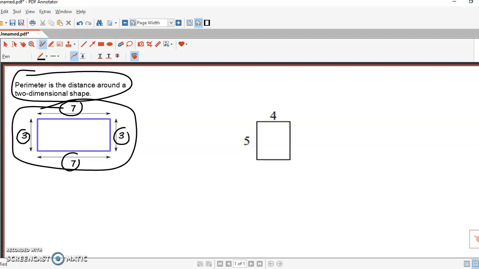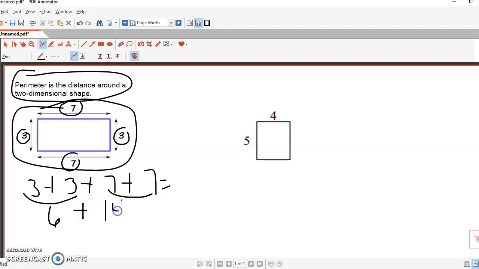So to find the perimeter, we have to add 3 plus 3 plus 7 plus 7. We know 3 plus 3 is 6, plus 7 plus 7 is 14, and 6 plus 14 equals 20. So the perimeter is 20 meters. We don't square them because we're not finding the area, we're finding the perimeter. So let's go over here to my next example.